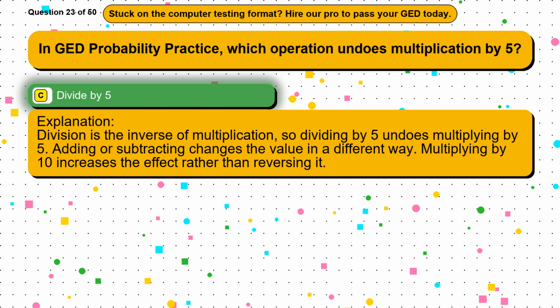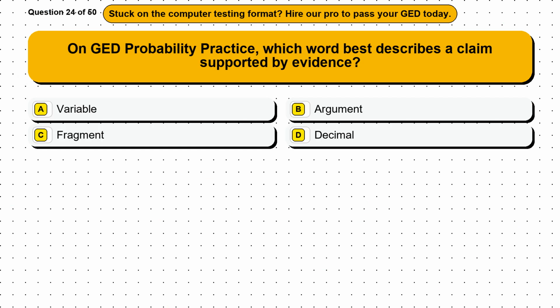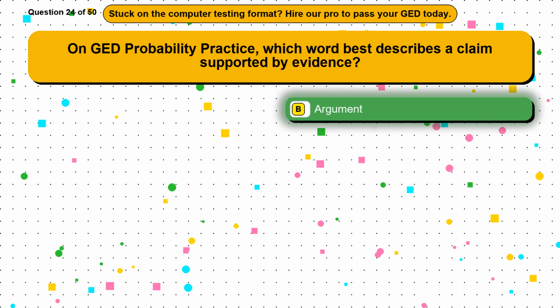Question 24. On GED probability practice, which word best describes a claim supported by evidence? Option A, variable. Option B, argument. Option C, fragment. Option D, decimal. The correct answer is option B.